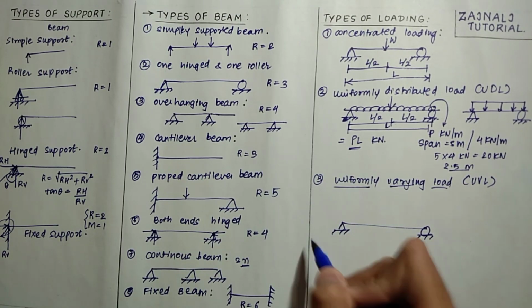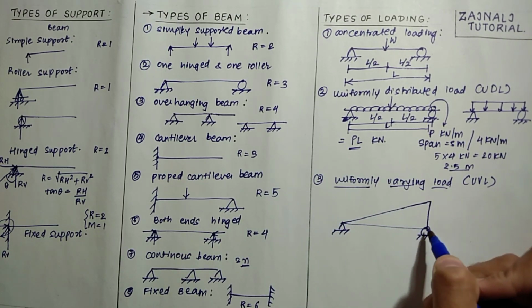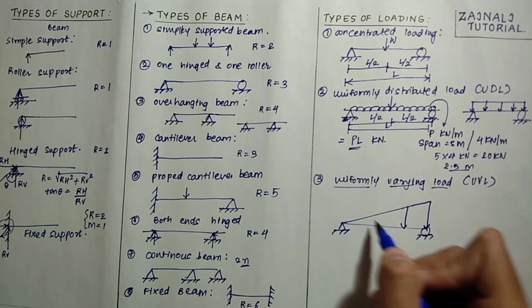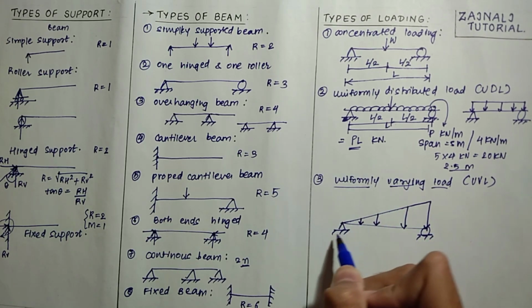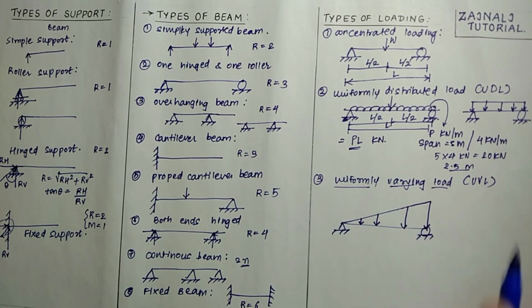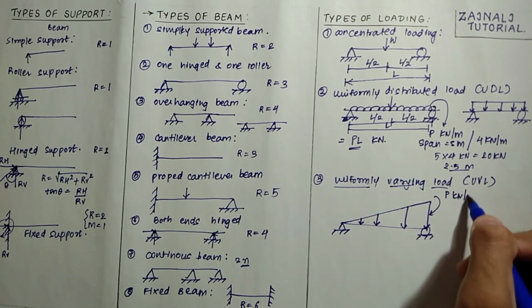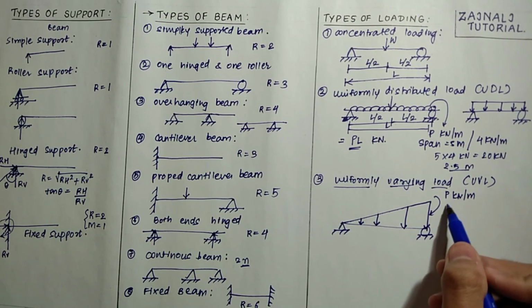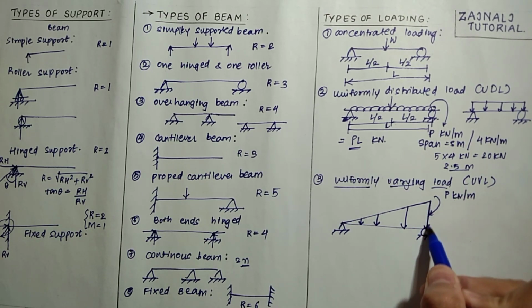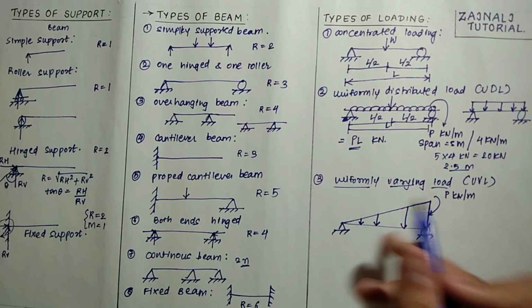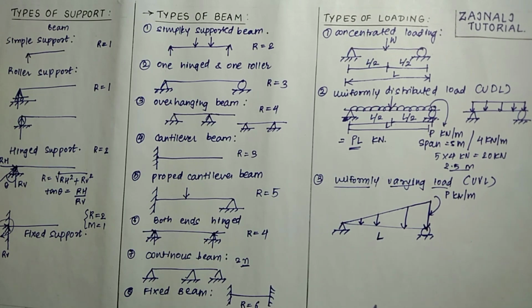So it will be more clear. The load intensity varies uniformly from one point to the other point. Here the load intensity is 0 and here the load intensity is maximum. It is also regarded as P kilonewton per meter only. The maximum intensity of P kilonewton is represented by this ordinate. Let us take this as a span L. How to convert this UVL to point load?